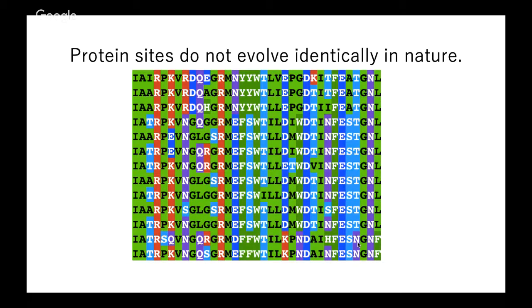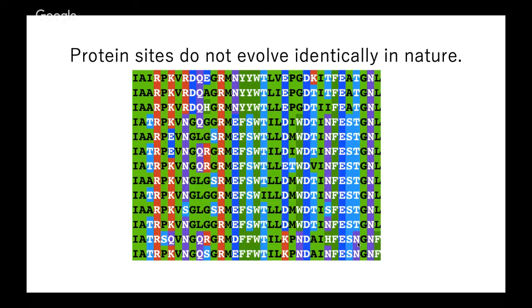So here is one of these multiple sequence alignments, showing that the sites do not evolve identically. This is just a snippet of a multiple sequence alignment from influenza virus hemagglutinin, where each row is a sequence sample and each column is a site in the protein.